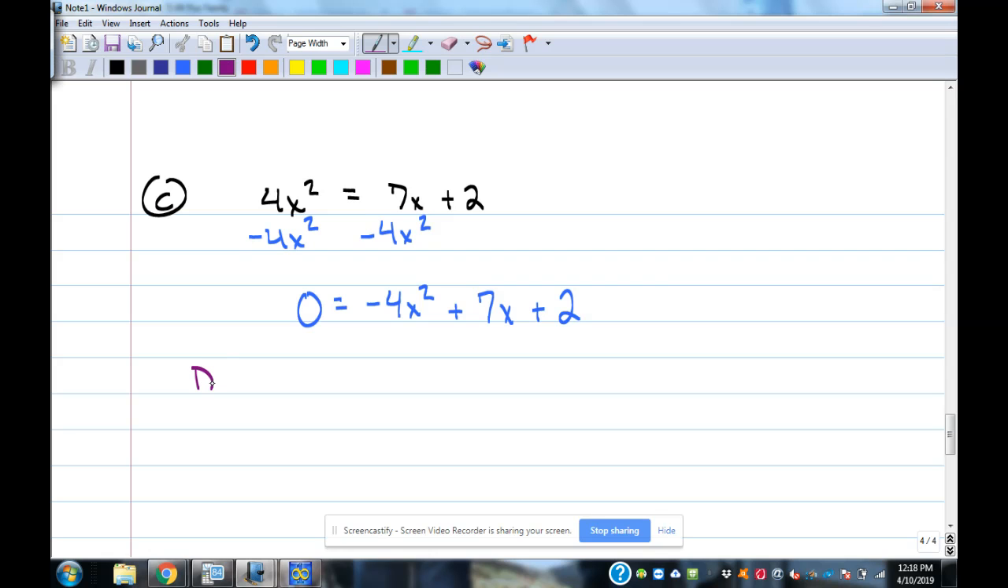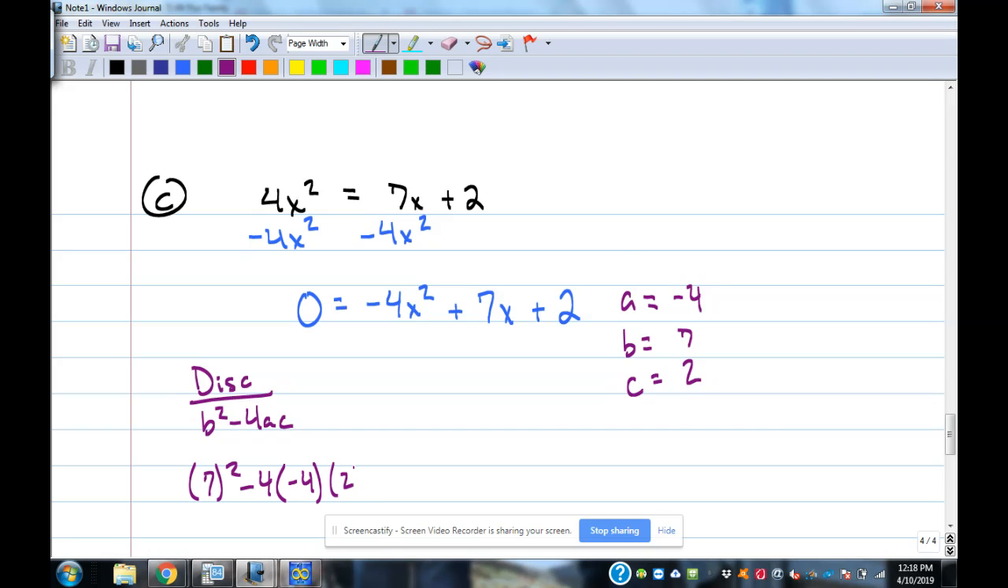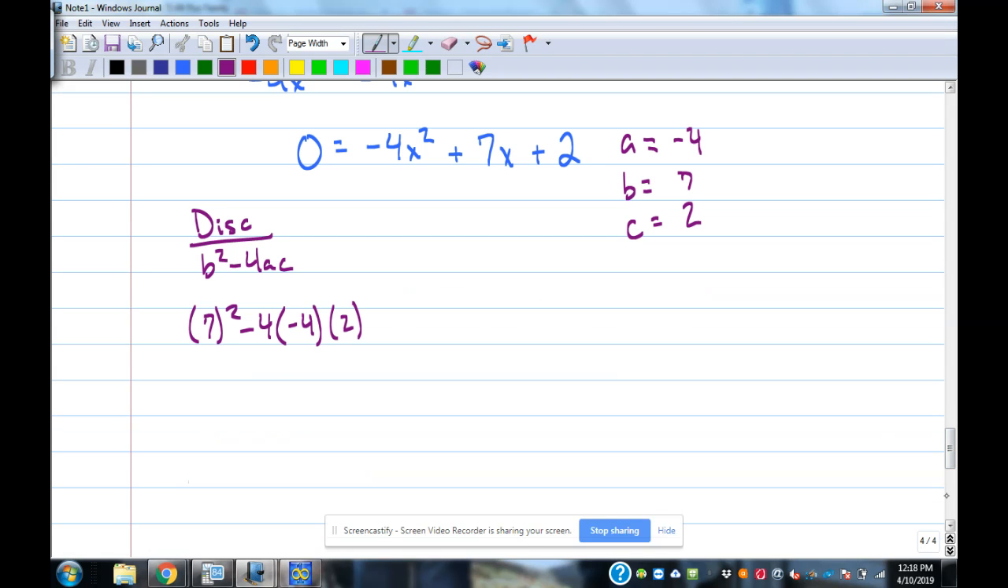So, discriminant, let's find it first. Remember that's b squared minus 4ac. What's a, b, and c for this problem? -4, 7, and 2. Okay. So 7 squared minus 4 times -4 times 2. 49 plus 16 times 2 is 32. What's 49 plus 32?